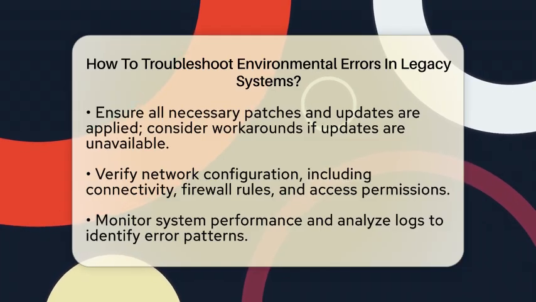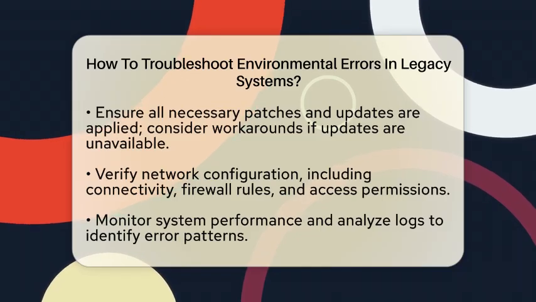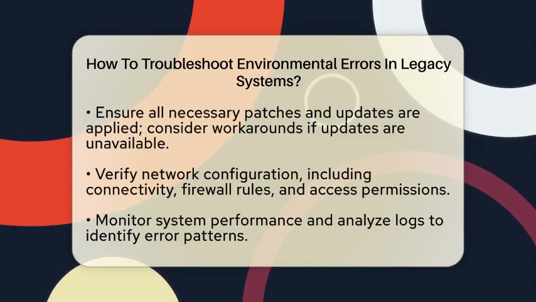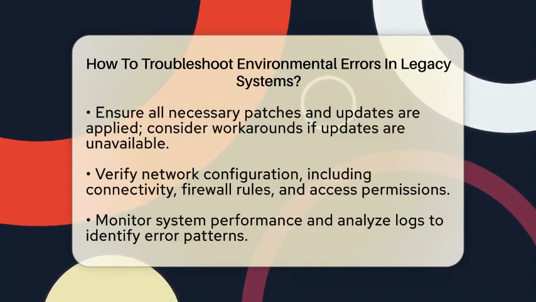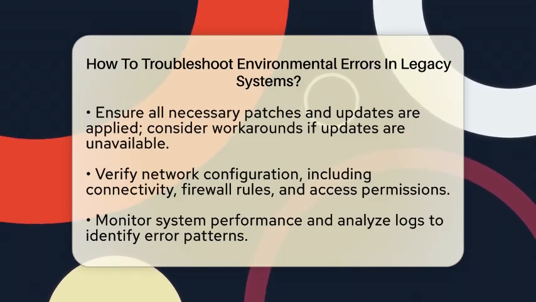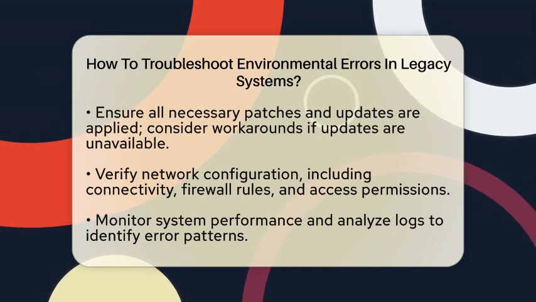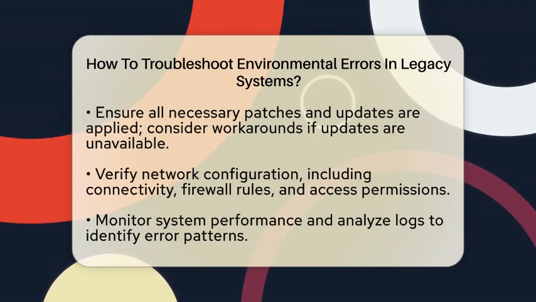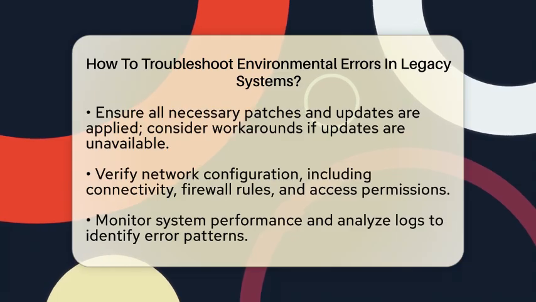Network configuration is another common source of environmental errors. Verify network connectivity, firewall rules, and access permissions, especially if the legacy system interacts with other systems or services. If the system lacks modern interfaces like application programming interfaces, integration might depend on file transfers or direct database access. Changes in permissions or formats can introduce errors, so keep an eye on those.